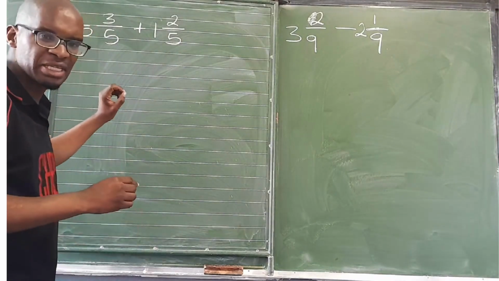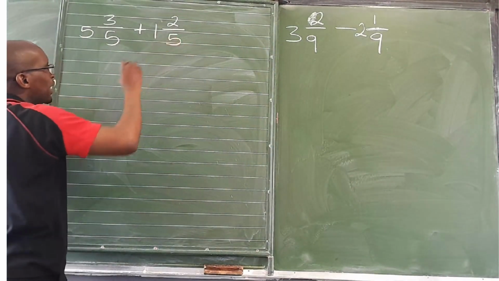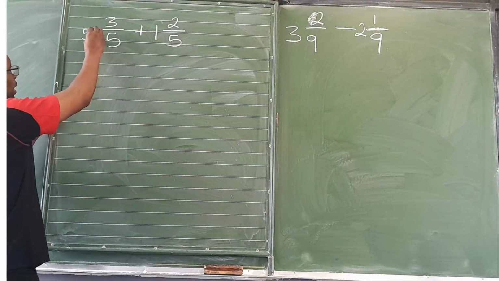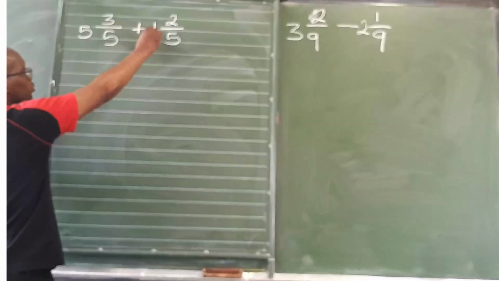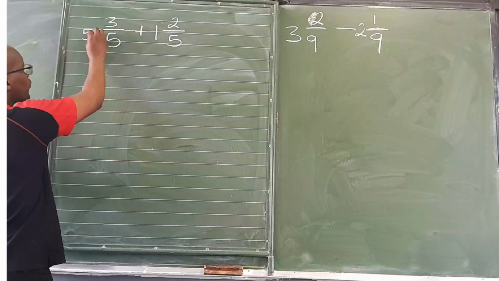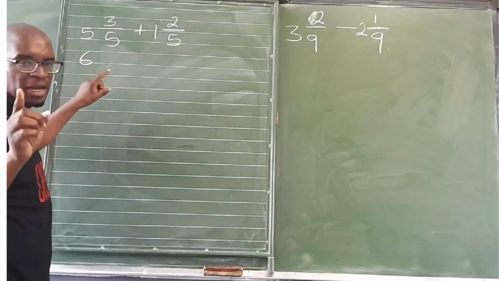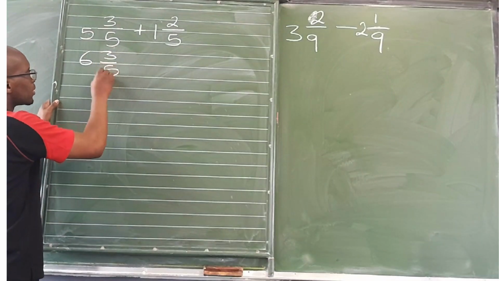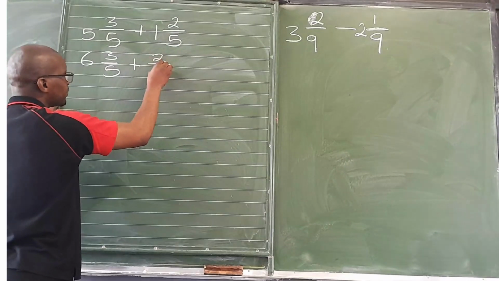Now, the first thing is, again, we need to check and make sure that the denominators are the same, and then we can go and apply our operation. So now, here we are having 5 plus 1. So 5 plus 1 is equal to 6. And I'm left with 3/5 plus 2/5 over here.